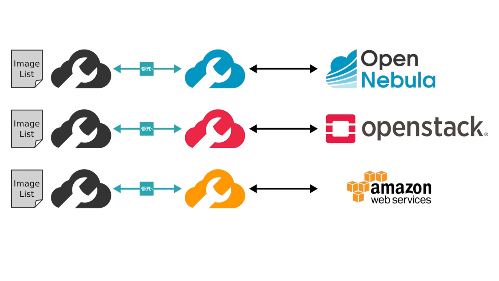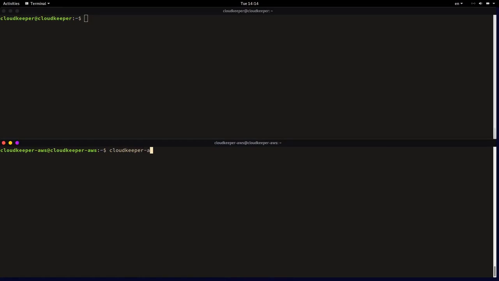Let's have a look at how Cloudkeeper with Cloudkeeper AWS works. First, we need to start Cloudkeeper AWS. Cloudkeeper AWS uses credentials from the AWS configuration file or from environment variables. The progress flag tells Cloudkeeper AWS to show image upload progress. Once Cloudkeeper AWS has started, we can execute the synchronization process by executing Cloudkeeper.